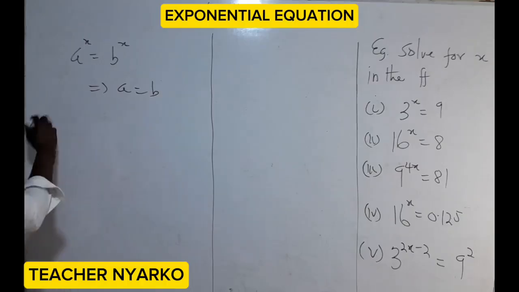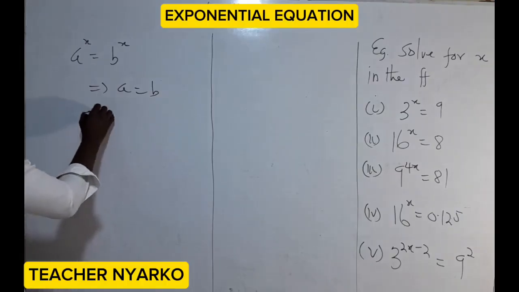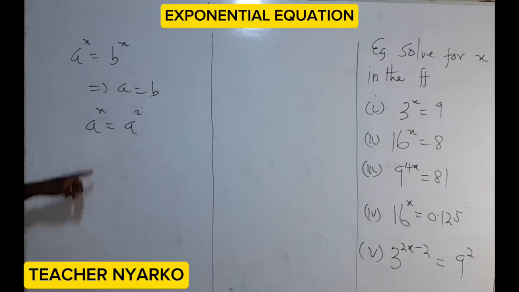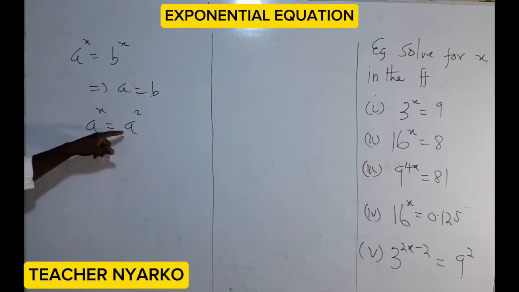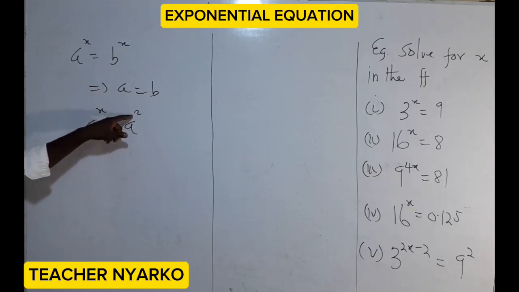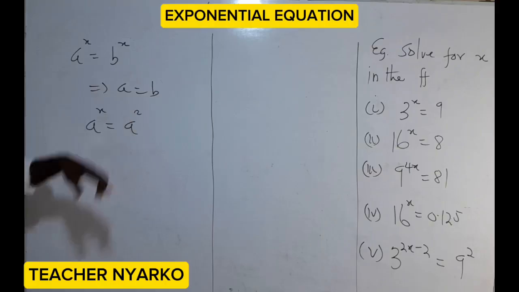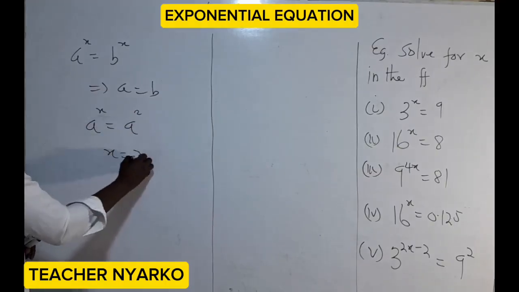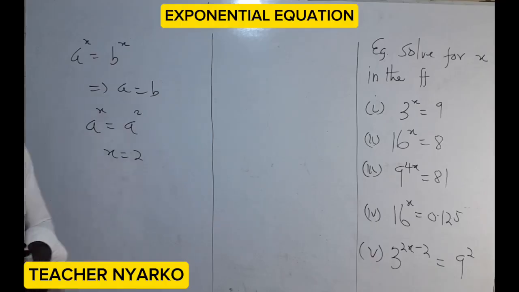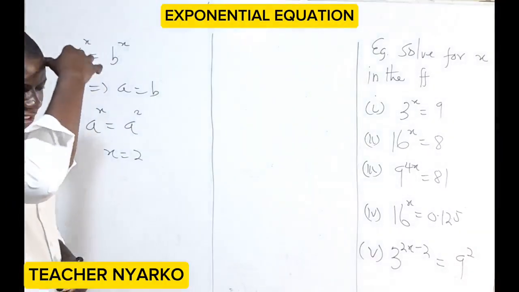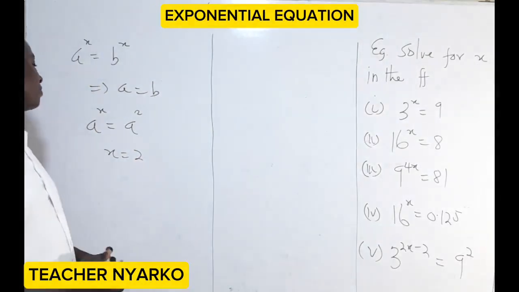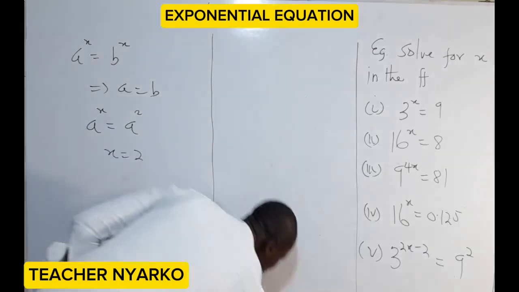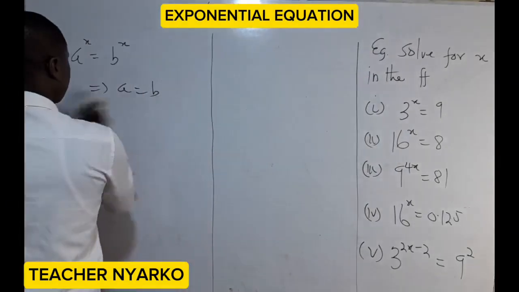And if we also have a^x equals a^2, you realize that the base here is a, the exponent here is x, the base here is a, the exponent is 2. The bases are the same, so we can equate the exponents. The exponent here is x, so we can equate x to 2. That's the general idea. An exponential equation is any equation that involves an unknown quantity, and at the end of the day we will find that quantity. That is what we have in general.